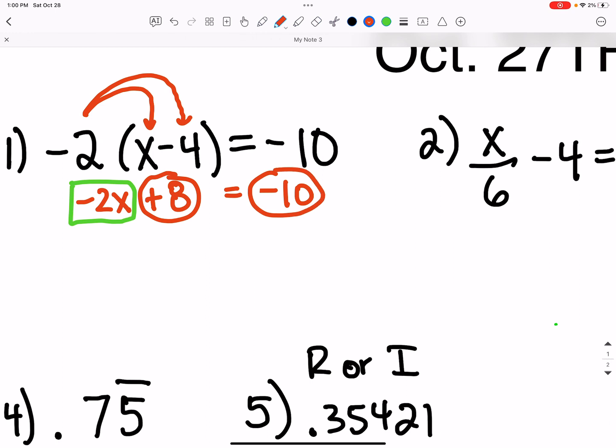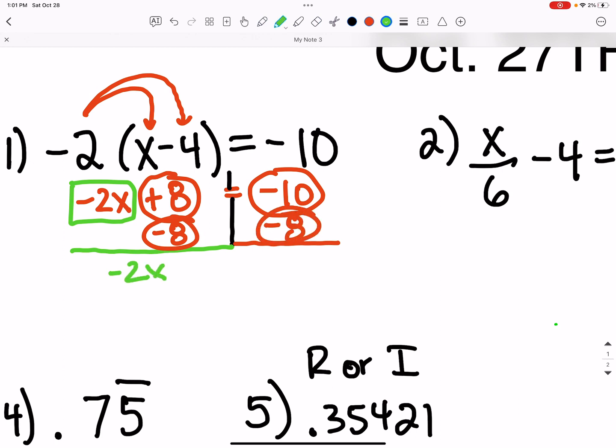So if I make my tables, this is going to be the red side. This is going to be the green side, because all I have to do is move the 8. -8 minus 8. We've got -2x equals 10 on the negative team, 8 more on the negative team. They're all on the negative team, so the negative team is huge now, -18. All right, divide by -2.